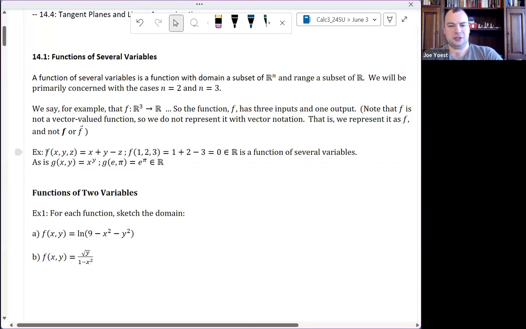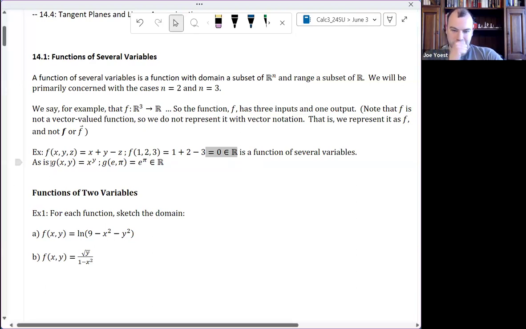This is an example I gave last time. We can consider the function f of x, y, z equals x plus y minus z. We could plug in, for instance, the coordinate x equals 1, y equals 2, z equals 3. f of 1, 2, 3 equals 1 plus 2 minus 3, which is 0. Again, we get out a scalar, a real number. We call this a function of several variables. More than one input, just one output.